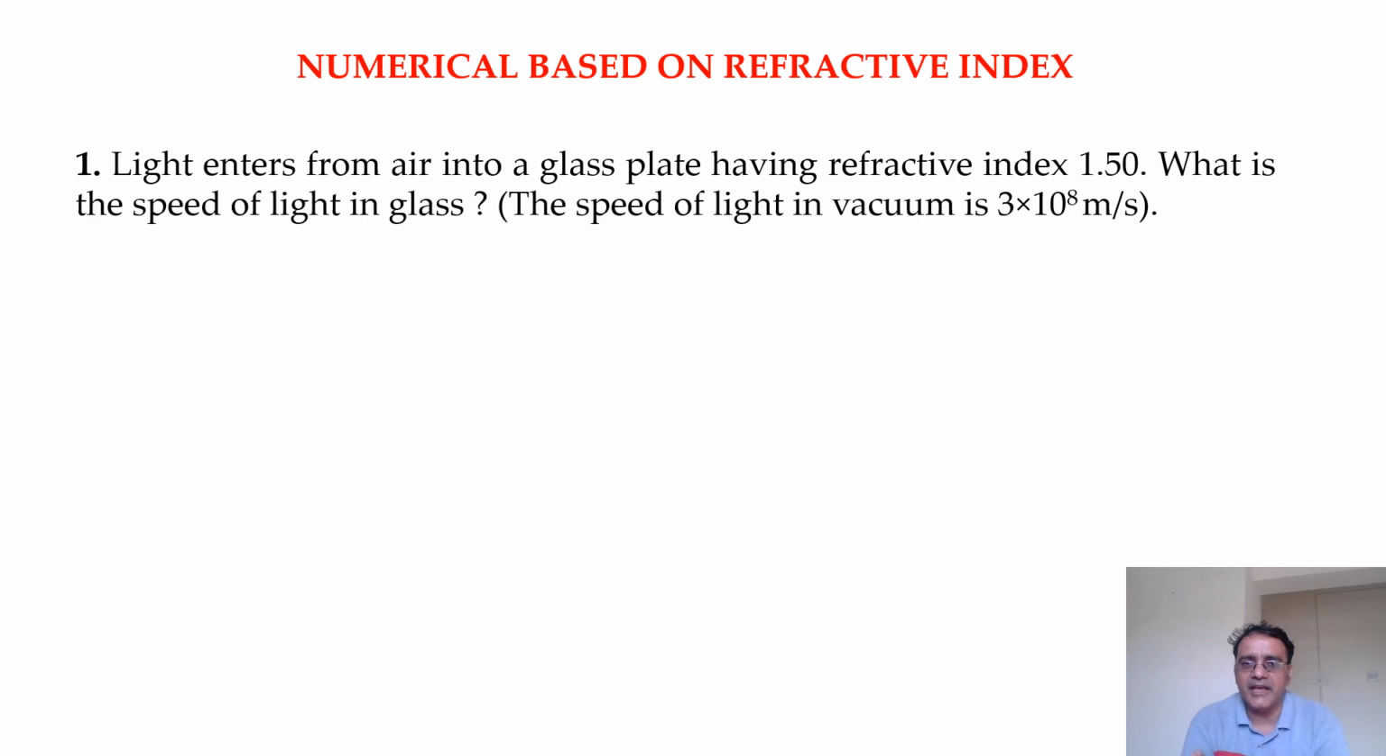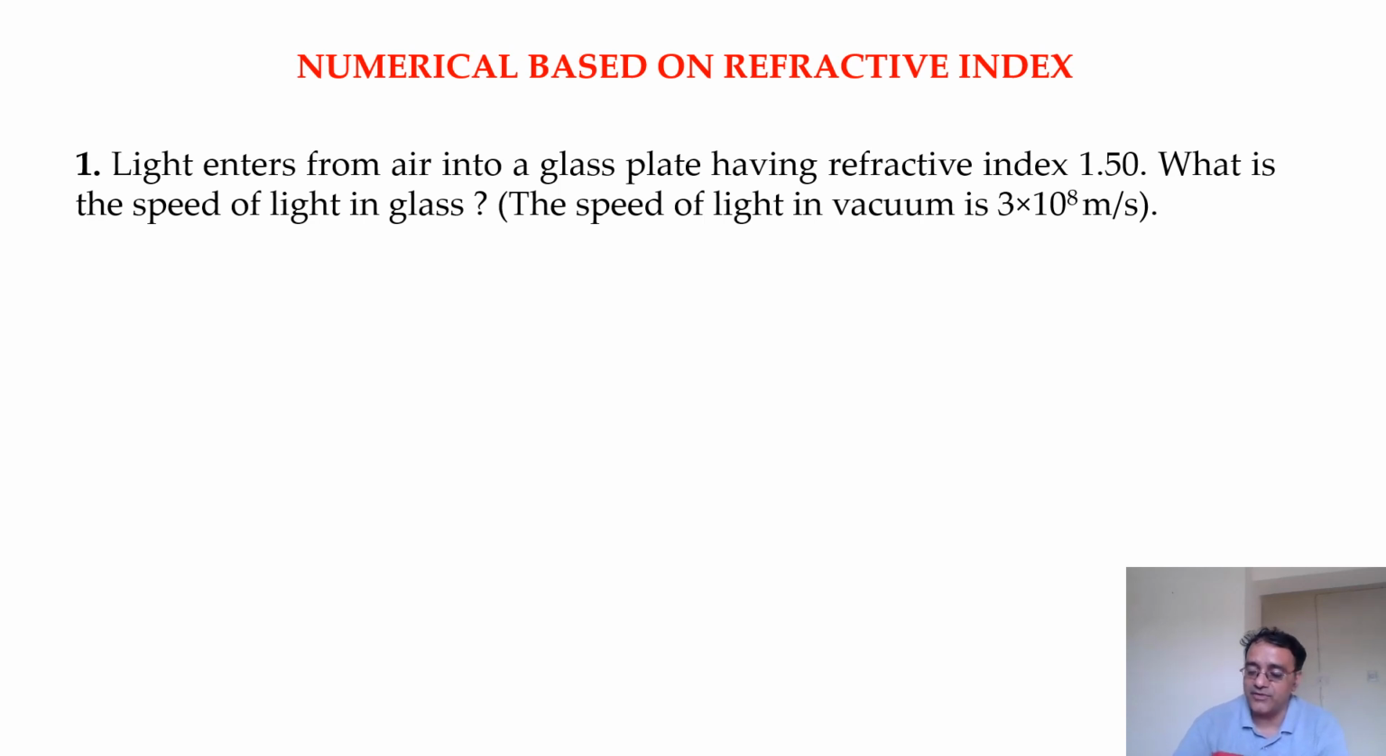Light enters from air into a glass plate having refractive index 1.50. What is the speed of the light in glass? So the speed of light in vacuum, we know, is 3 into 10 to the power 8. Okay, so यहाँ पे क्या क्या दिया हुआ है? ग्लास का रिफ्रैक्टिव इंडेक्स दिया हुआ है, राइट?